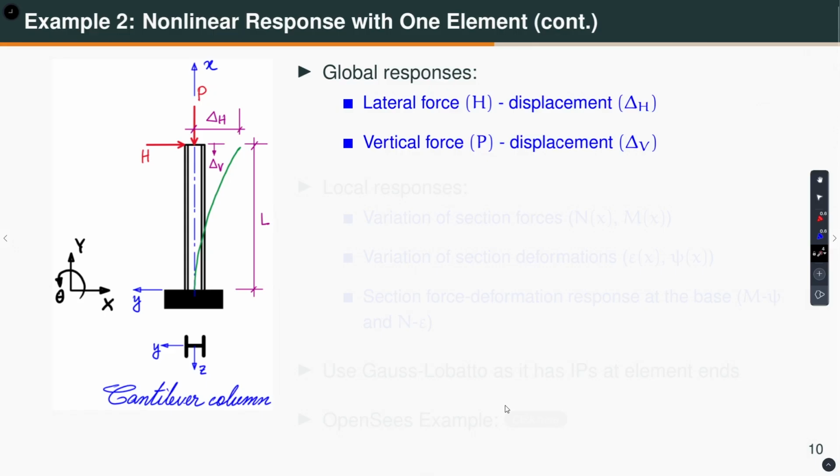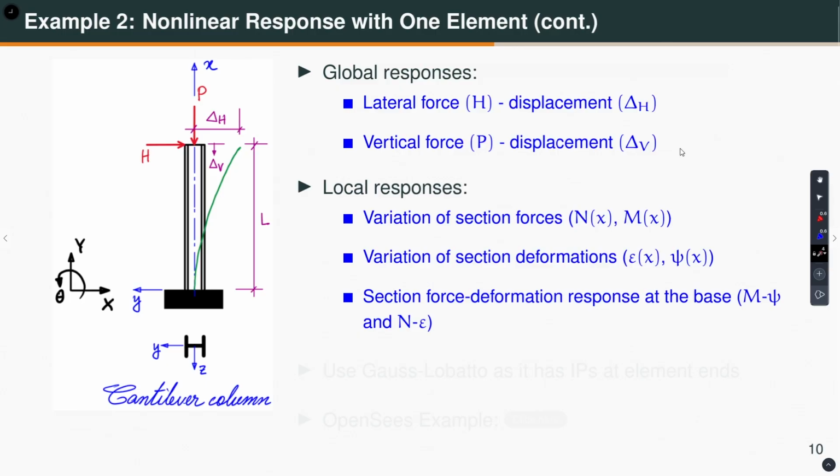So, how do we do that? We will look at two different types of response quantities. One is global and the other one is local. For the global response, we will look at lateral force H versus lateral displacement delta H, and vertical force P versus vertical displacement delta V. For the local response, we will look at the variation of section forces. Integration points means what? Section. So, for example, if we use Lobatto, we have a section or an integration point at the two ends of the element, and then if you are using 3, you have 1 here, depending on how many integration points you are using. So, you will have these sections.